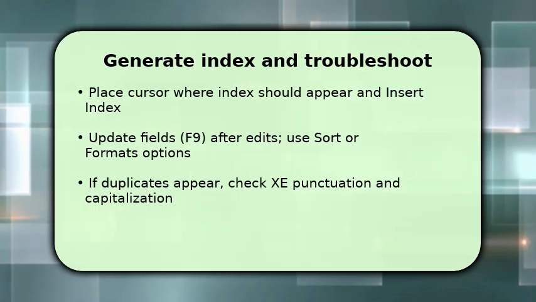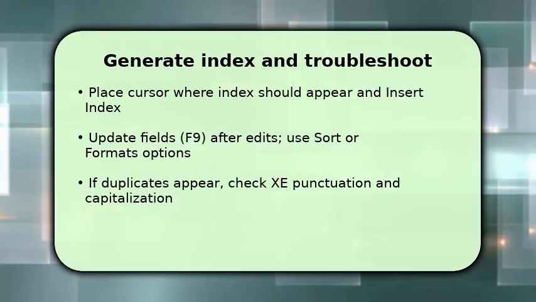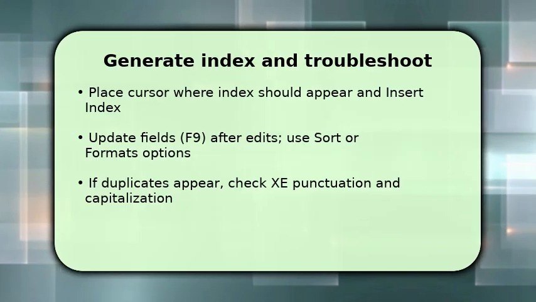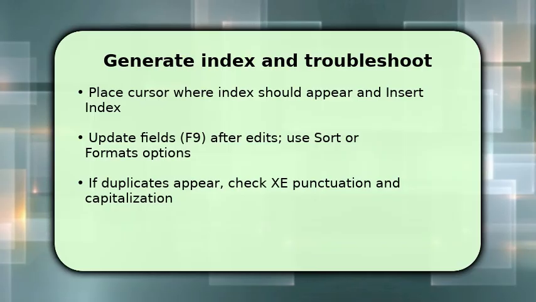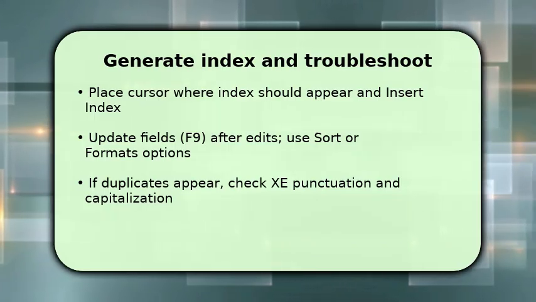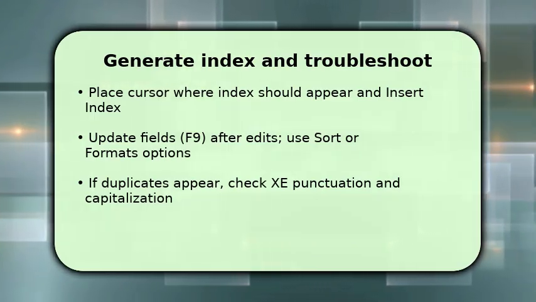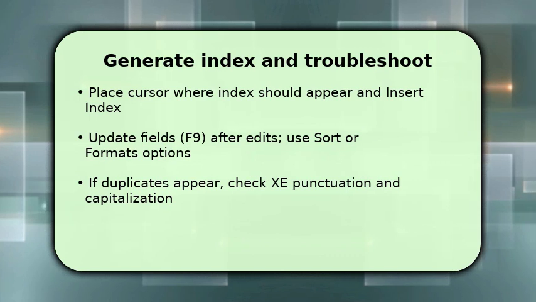If entries duplicate or sort oddly, reopen XC fields to check for extra spaces, different capitalization, or stray punctuation. Correcting XC entries and updating fields resolves most issues. If the index still misbehaves, toggle field codes to inspect hidden XC syntax.